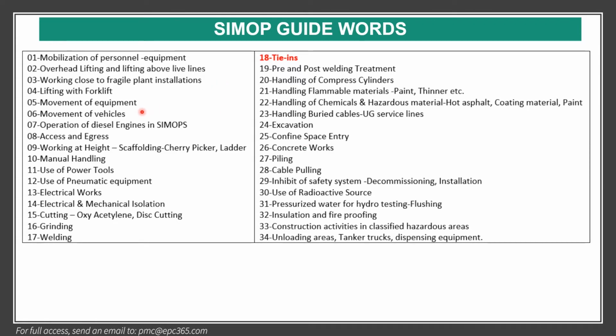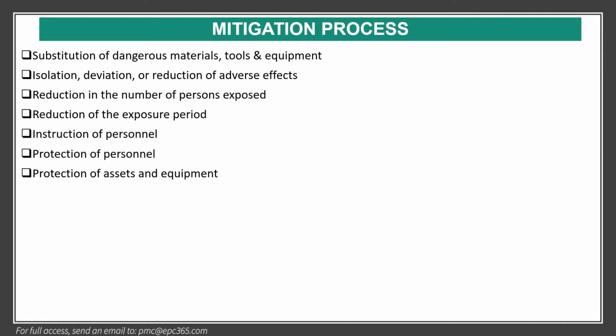We have a couple of SIMOP guide words here, and I wrote them at the end of this e-course. We give 2 examples of simultaneous operations for the tie-in installation. The mitigation process is normally substitution of dangerous material, tools, and equipment, isolation and deviation or reduction of adverse effect, reduction in the number of persons exposed, reduction of exposure period, instruction of personnel, protection of personnel, and protection of asset and equipment.